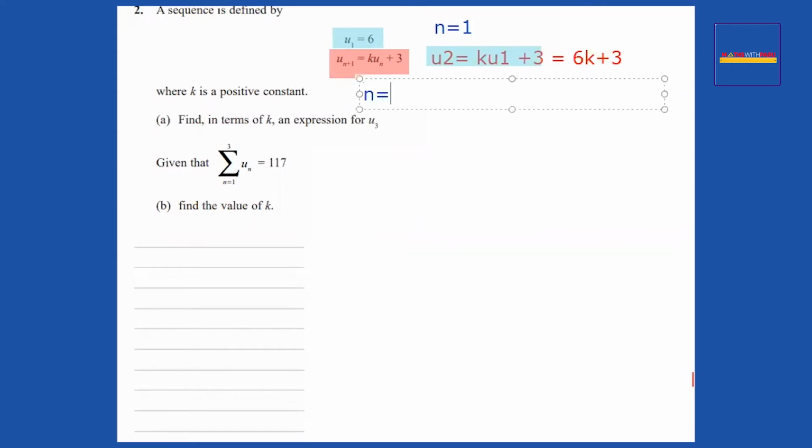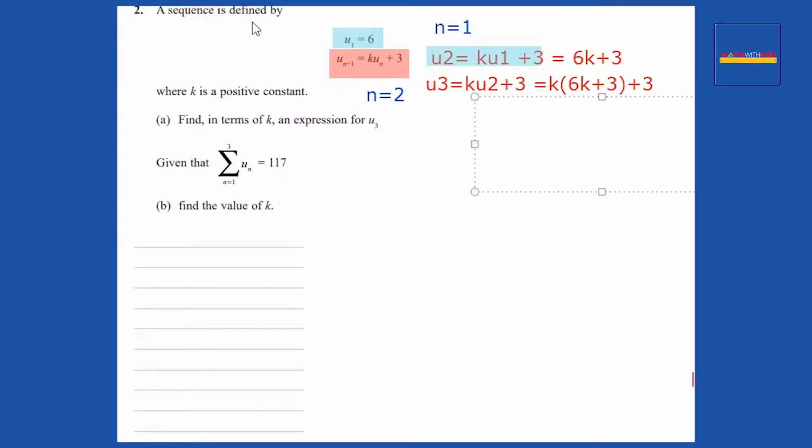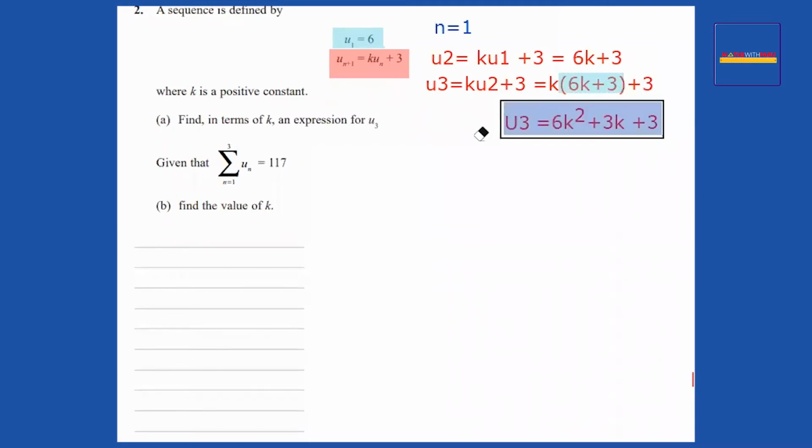Next, I have n is equal to 2, which means we're going to end up with u(2+1), which is u3, and that would be k into u2 plus 3. Now we know that u2 is simply 6k plus 3. So we substitute u2 as 6k plus 3, plus 3. And if we work it out, we will end up with u3 is equal to 6k squared plus 3k plus 3. Now that is our answer to part A.